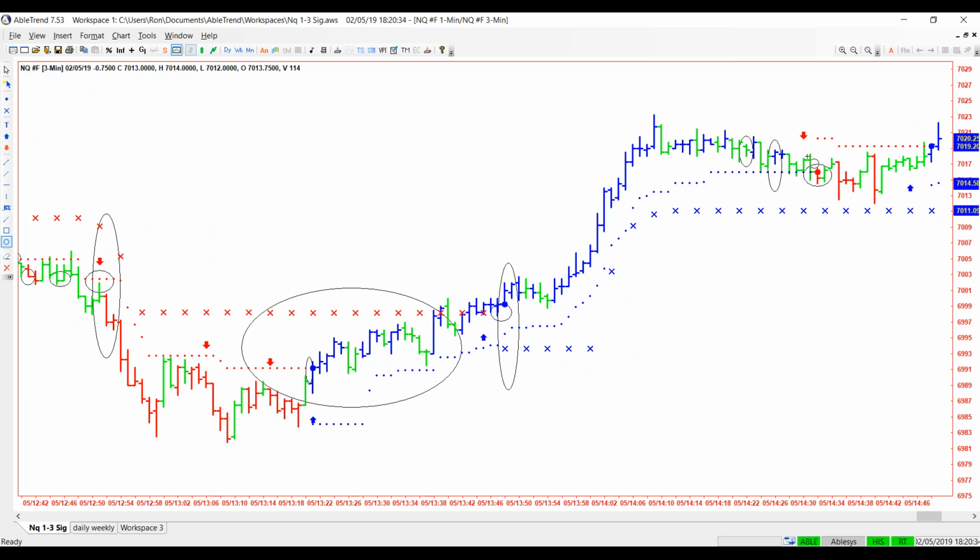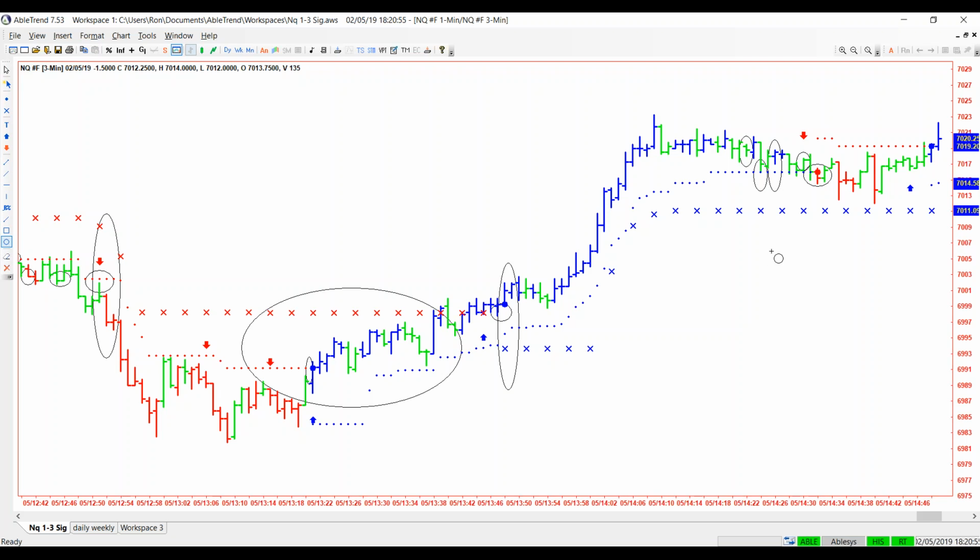3 point loss. Actually, there's your third green bar in a row. 1 point loss. See how the price touched the blue dot, bounced off of it, and now we're looking for a blue bar. Bingo, blue bar. We're in. Lost a point. There's your third green bar.